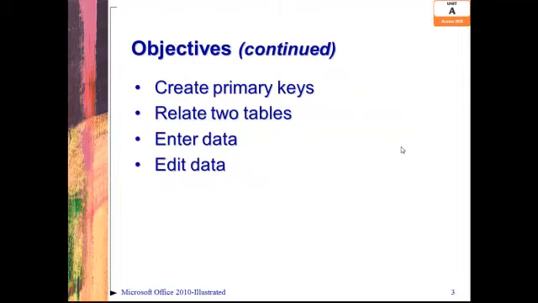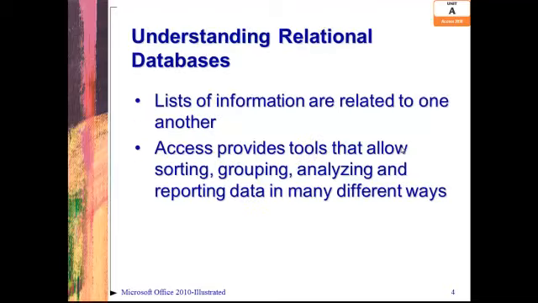Now, the objectives are to create a primary key. You're going to learn about what a primary key is in this unit. You're going to relate two tables. In other words, you're going to connect parts of two individual tables together so that when you're looking for information, it will go get that information from several places because they're going to be interconnected. You're going to, in this exercise, do some entering of data and edit some of that data so you feel comfortable with the materials that are there and some of the samples that have already been created for you.